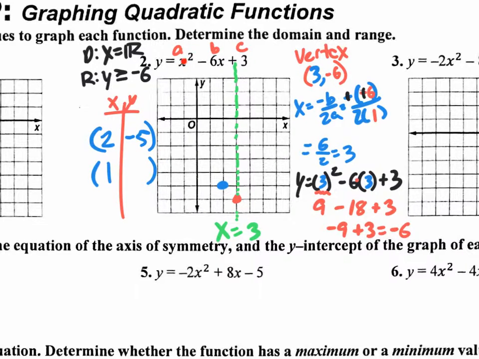1 squared? 1. 6 times 1? 1 take away 6? Negative 5. Negative 5 plus 3? Negative 2. So the coordinate 1, negative 2 is the next coordinate. 1, negative 2, it's right here. And I could mirror those points over to the other side of the axis of symmetry. And we will have our perfect parabola.